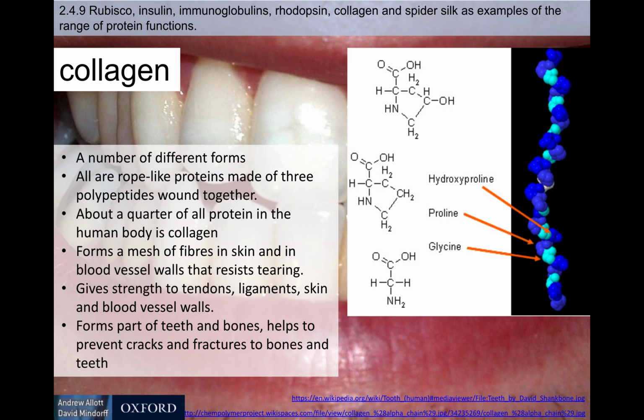It forms a mesh of fibers in your skin and blood vessel walls that will resist tearing, so it helps you be more flexible. It gives strength to your tendons, ligaments, skin, and blood vessel walls, and it forms part of the teeth and bones, and it helps to prevent cracks and fractures to bones and teeth.